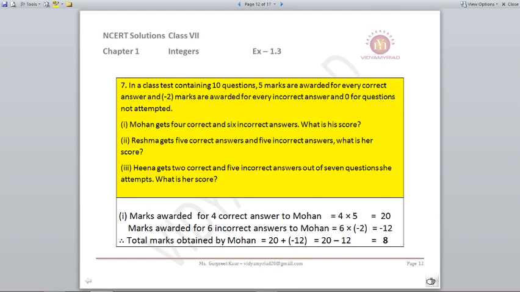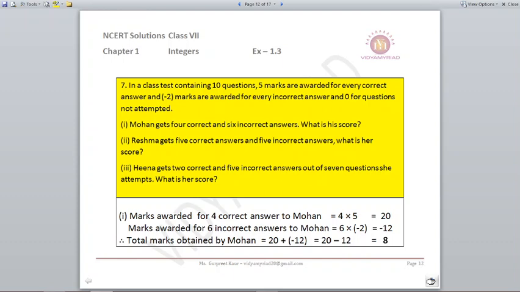Question number 7. In a class test containing 10 questions, 5 marks are awarded for every correct answer, minus 2 marks for every incorrect answer, and 0 for not attempting any question. So we need to remember this. For all the correct answers we will be using 5 marks, and for all the incorrect answers we will be deducting 2, and for that we should know how many correct and how many incorrect answers there are. So let's see.